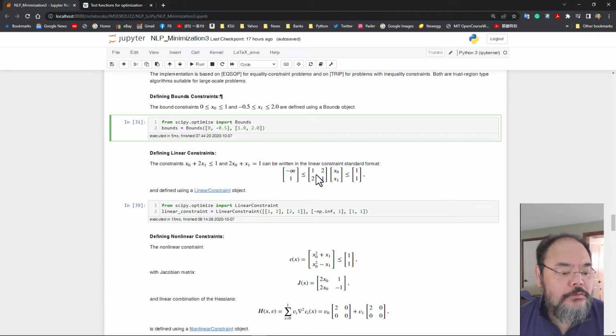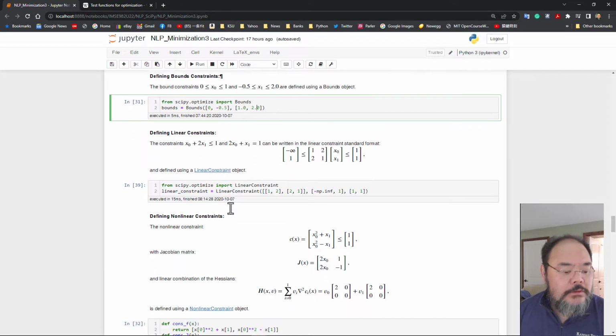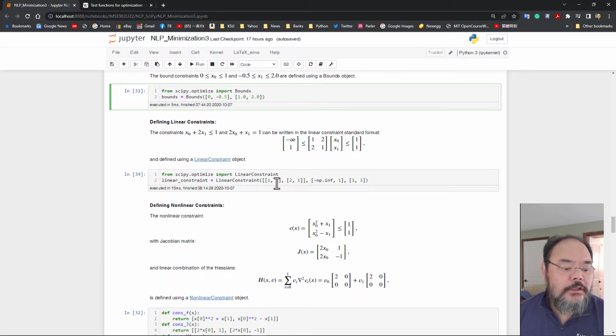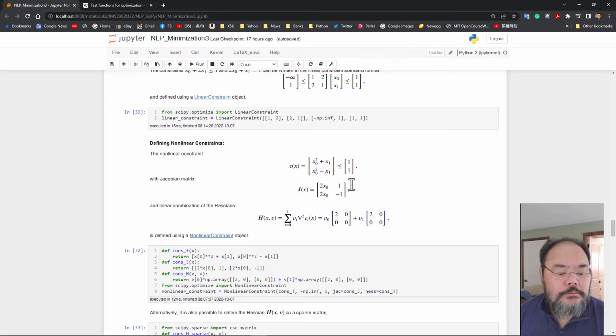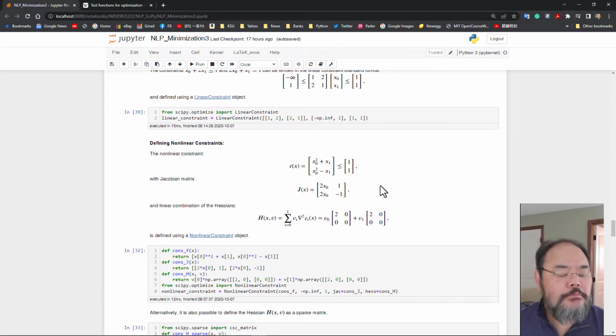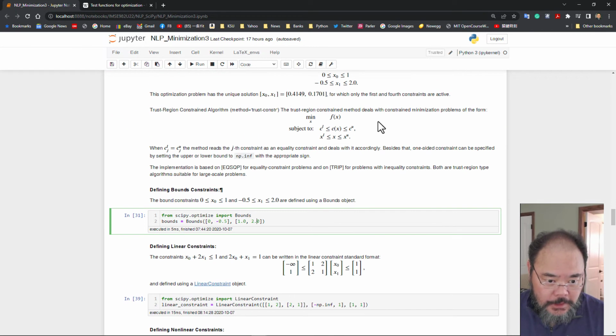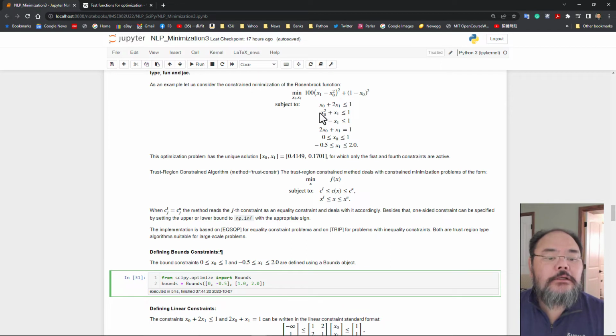So after we transform into this matrix form, A times x between certain lower and upper bounds, we can define it using the LinearConstraint method, which we talked about a little bit before. The LinearConstraint takes the matrix 1, 2, 2, 1, then the lower bound, negative infinity and 1, and the upper bound, 1 and 1. Here we try to illustrate how we define the two nonlinear constraints, the second constraint and the third constraint, okay? Right here.